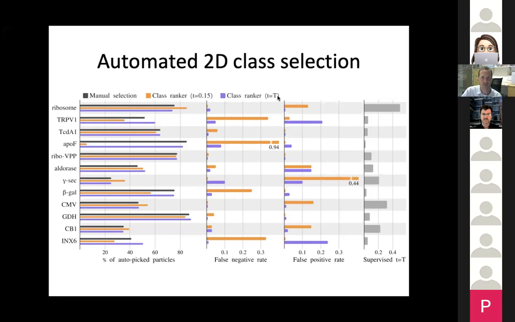Therefore, I also show the number of particles picked here and the false positive and negative rates for a threshold that is chosen specifically for each data set. So we just chose the best threshold, giving the best false positive and negative rates. And then you can see the worst the automated selection does is about 25% false positive, and all the other rates are smaller than that. And here are the values of the supervised threshold that we used. For example, for the ribosome, as I told you, you can get away with a much higher threshold than some of the smaller molecules like gamma secretase or TRPV1.